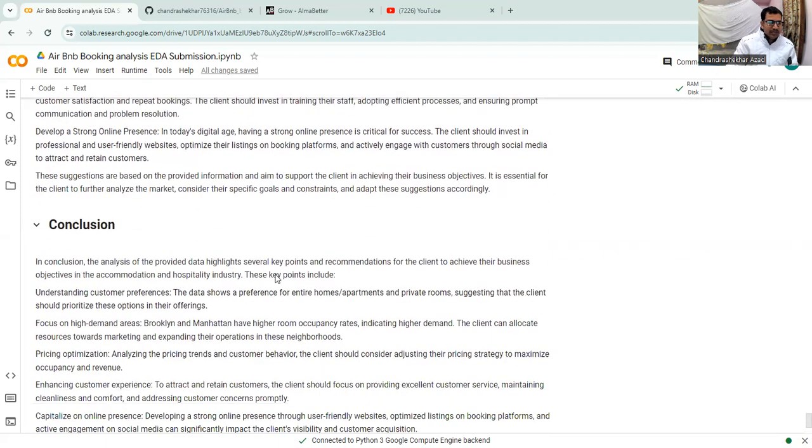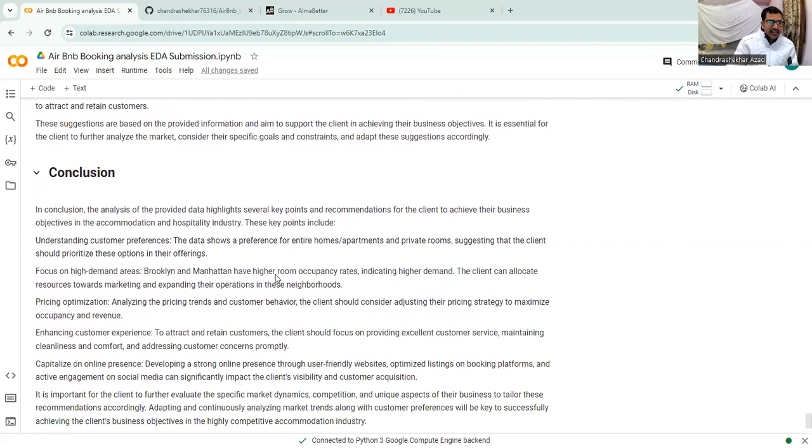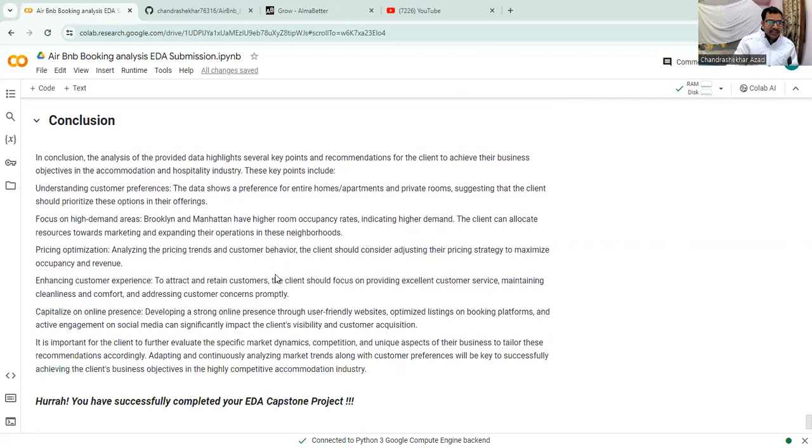The next part is the conclusion. In conclusion, the analysis of the provided data highlights several key points and recommendations for the clients to achieve their business objectives. In the accommodation and hospitality industry, some key points include understanding customer preferences. The data shows a preference for entire home apartments and private rooms, suggesting that clients should prioritize this option in their offerings. Focus on high demand areas.